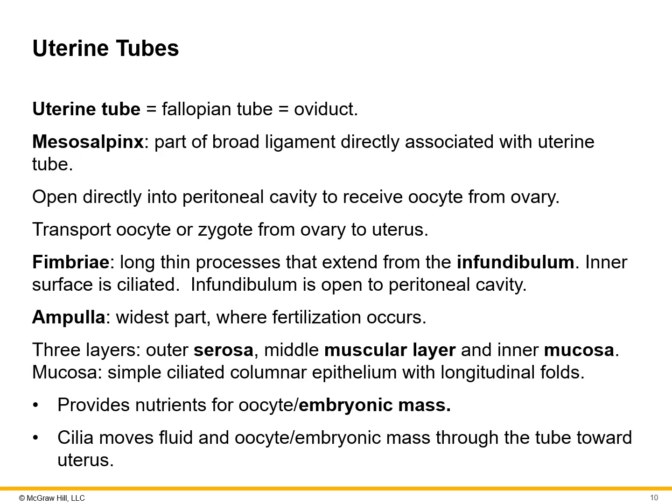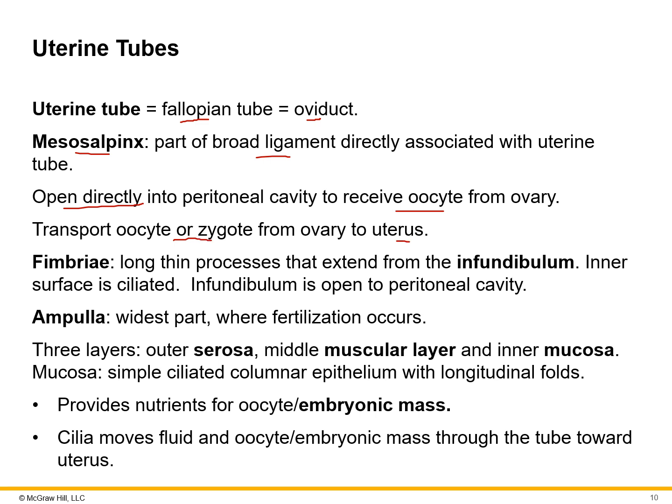All right, a little bit more about the uterine tubes, again, also called fallopian tubes or the oviduct, all the same thing. So we have the mesosalpinx. This is part of that broad ligament that we just talked about that's associated there with the uterine tube. Now it opens directly to that peritoneal cavity, and the point of the uterine tubes is to receive the oocyte. So again, the ovary produces the oocytes as they mature during ovulation. They go into that uterine tube. So then transport the oocyte or the zygote, if we get fertilization, to the uterus.